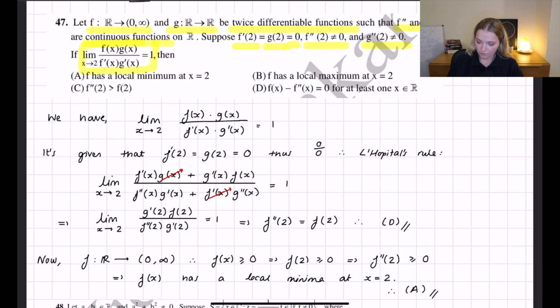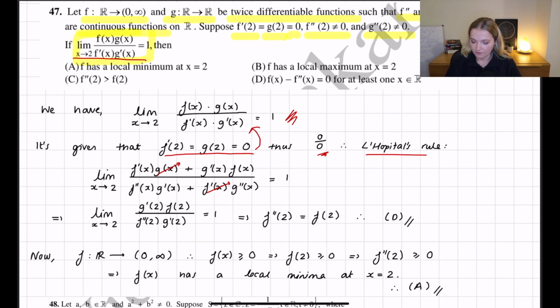So first things first, we just write down what this limit is, given by this here, and we can just sub in some values. So we are given that f prime of 2 and g of 2 is 0, and when you plug that into here, we end up with 0 over 0. So we know we have to use L'Hopital's rule. So if we use L'Hopital's rule, we just have to differentiate the top and the bottom, which gives us this form here. Now we are told that g of 2 equals 0, which is why we remove it in here. And we're told that f prime of 2 also equals 0, so we remove that from there. So this can be simplified into this form. We know it equals 1, and from that we can deduce that f prime of 2 equals f of 2.